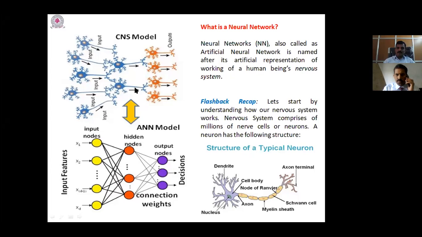So, a comparison between these, and the structure of the typical neuron. You see that here a number of neurons are there. You see that in this, 1, 2, 3, and so on.